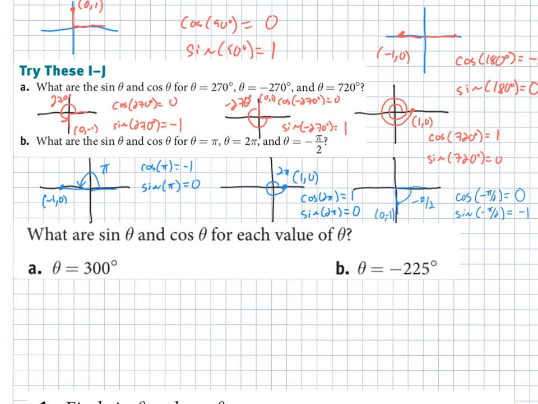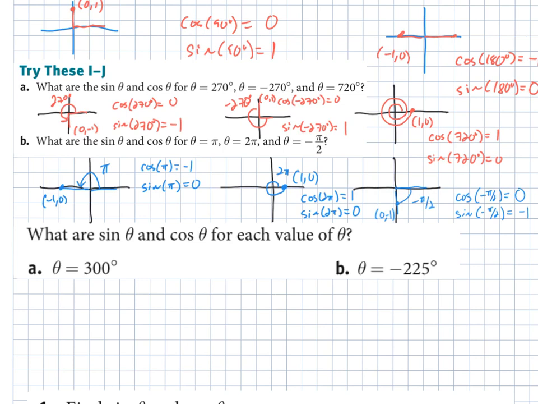For 2 pi, I go all the way around the circle, so cosine of 2 pi is +1, sine of 2 pi is 0. Again, cosine being the x, sine being the y. And for -pi/2, I rotate in the downward direction. So cosine of -pi/2 is 0. Sine of -pi/2 is -1.